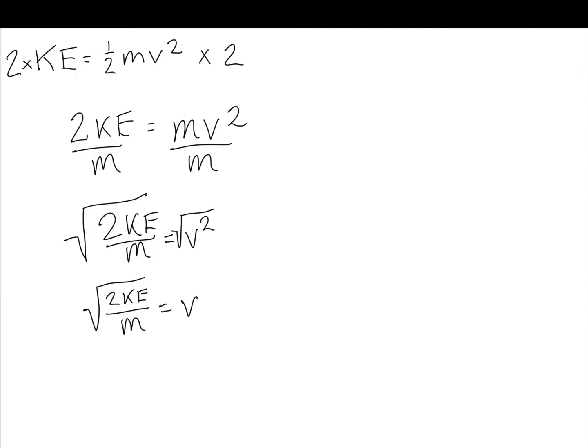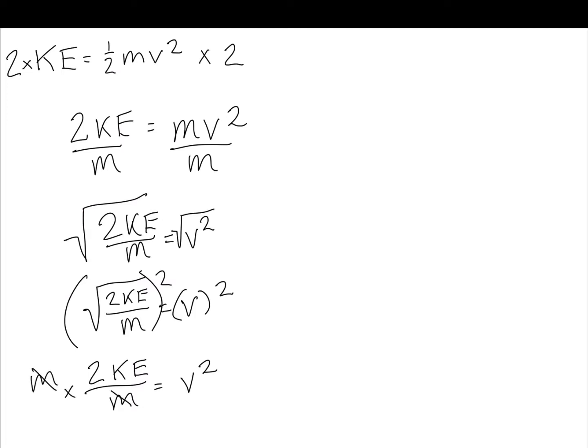But let's take this new equation and solve it for m. So not only is m in the denominator, but it's also inside of a square root. So the first thing we'll do is square both sides to get m out of the square root, which will leave us with 2ke over m equals v squared. Next thing I'm going to do is multiply both sides by m to cancel it off of this side, but also put it in the numerator on that side, which will leave us with 2ke equals v squared times m.